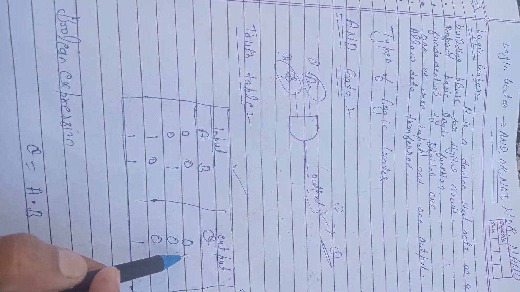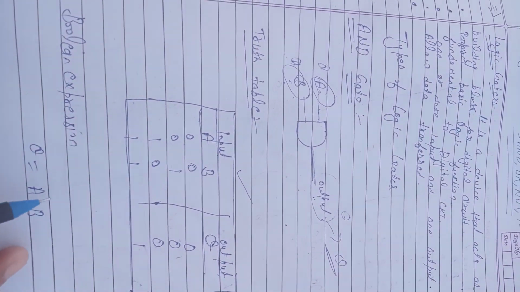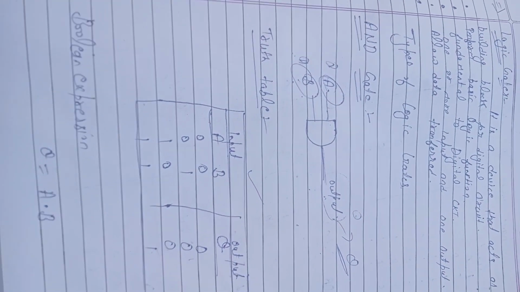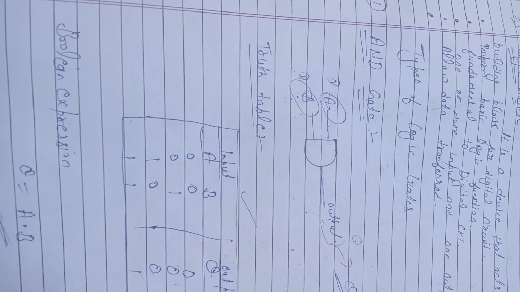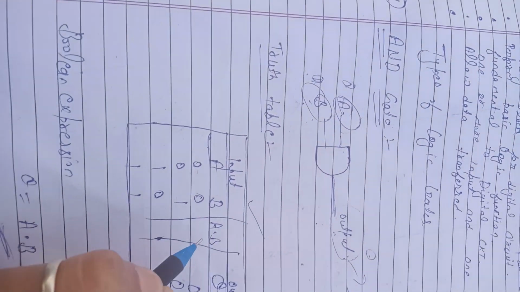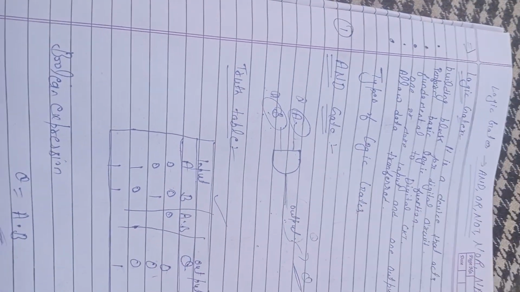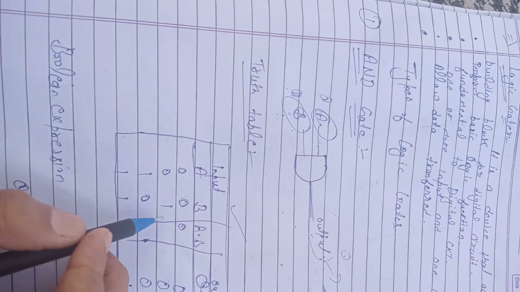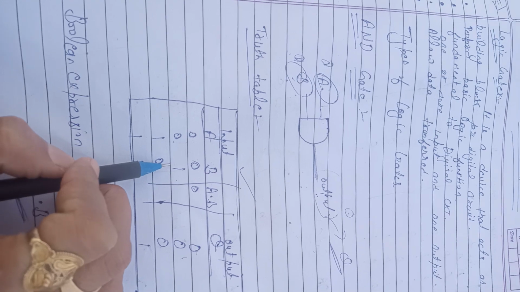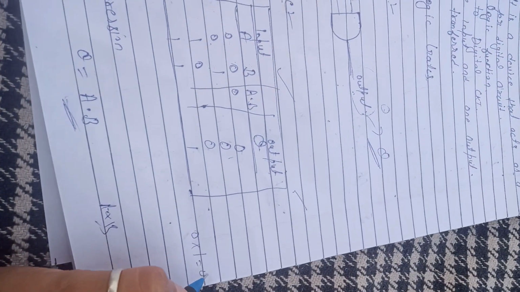It gives the output 0 because the Boolean expression of the AND gate is Q equals A dot B. A dot B means A multiply B. When A is 0 and B is 0, 0 multiply 0 is 0, so this is the output. Now 0 multiply 1: when the first input is 0 and the second input is 1, it gives the output 0, because 0 multiply 1 is equal to 0.